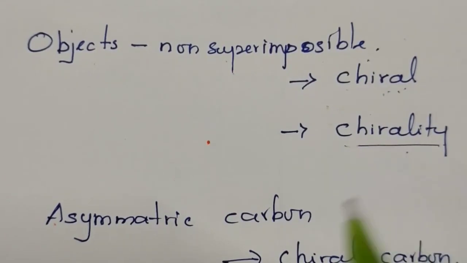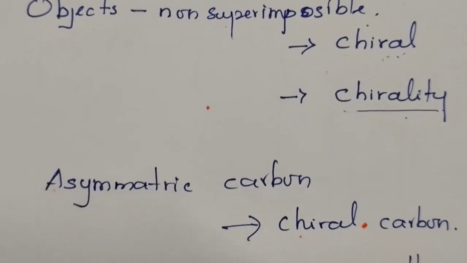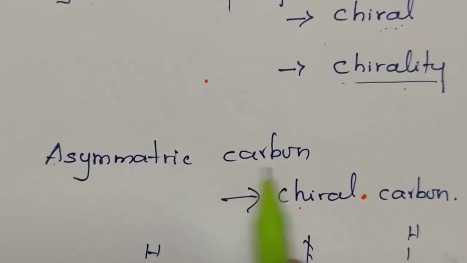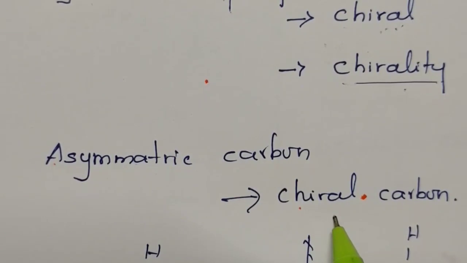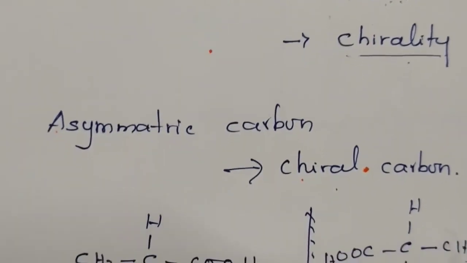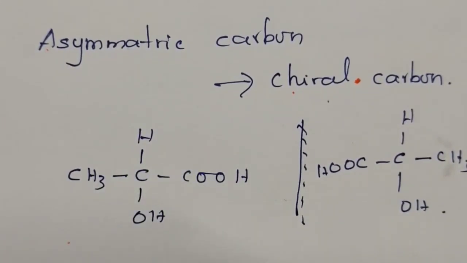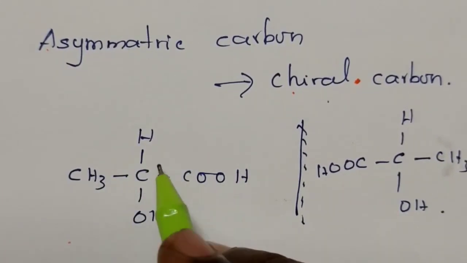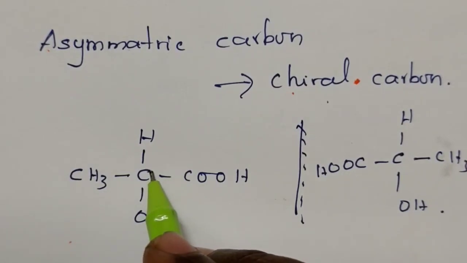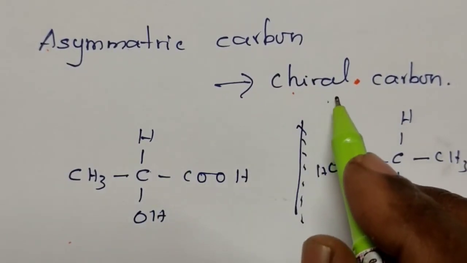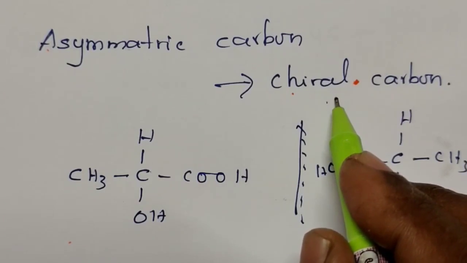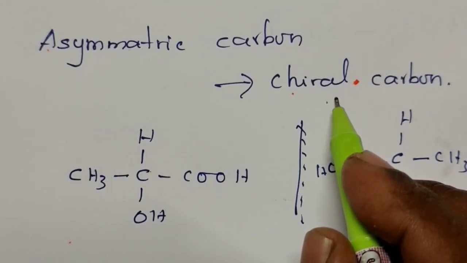In organic compounds, the asymmetric carbons are called chiral carbons. What do you mean by asymmetric carbon? If the central carbon atom is surrounded by four different groups, then it is called asymmetric carbon. The asymmetric carbons are otherwise called chiral carbons. So chirality is the responsible factor for optical activity.